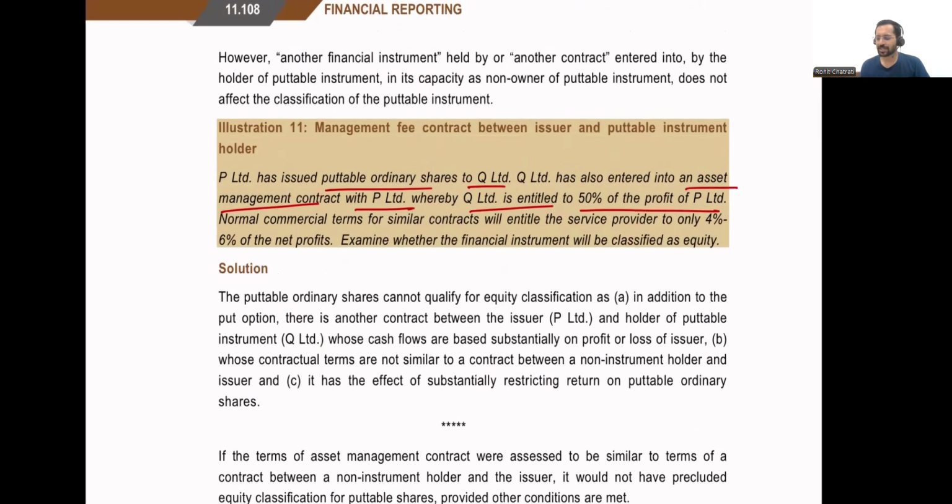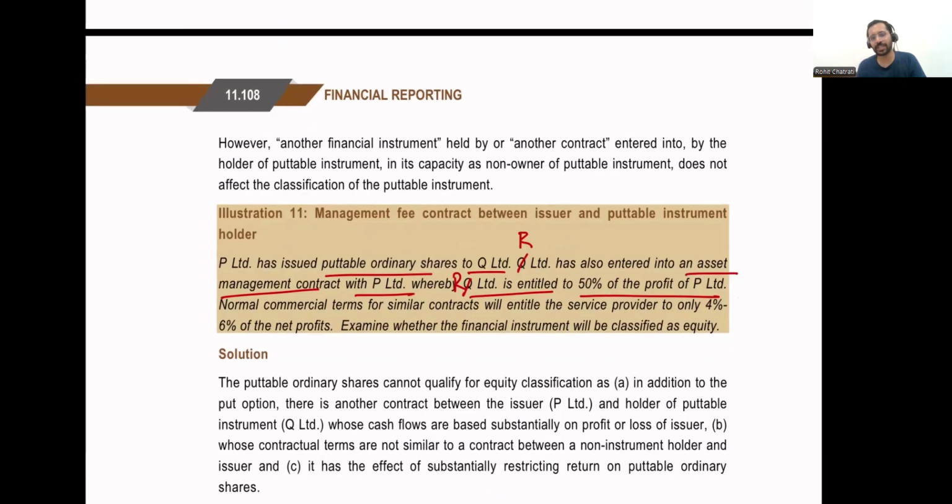To better understand the question, I want to actually take this entity as R Limited. Instead of Q, I want to take this entity as R Limited. The conclusion will not change at all, irrespective of whether this is Q or R, but it will be easier for me to explain and for you to understand why condition number 6 exists if I take this as R Limited.